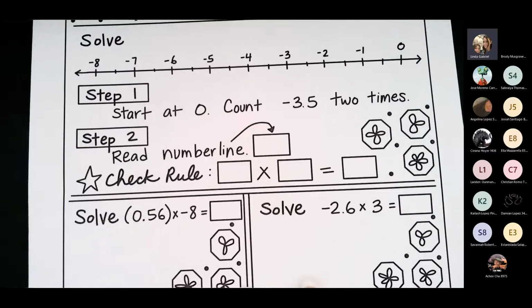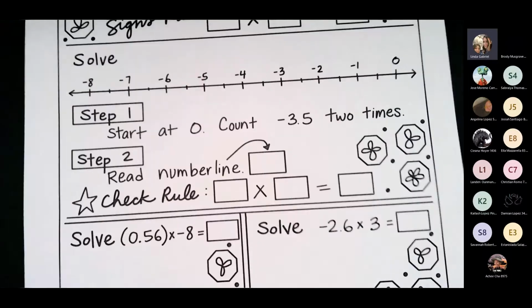All right, so we're done with the guided practice for section A.